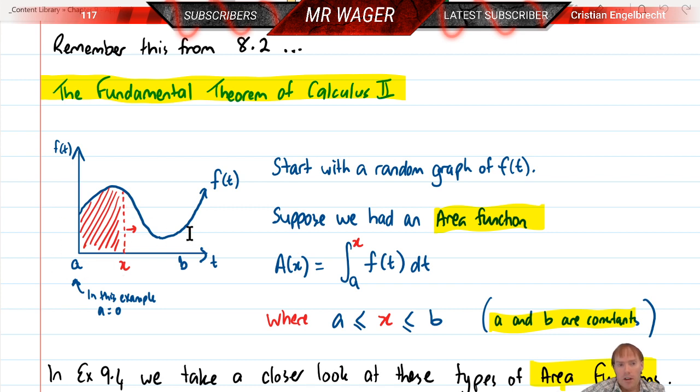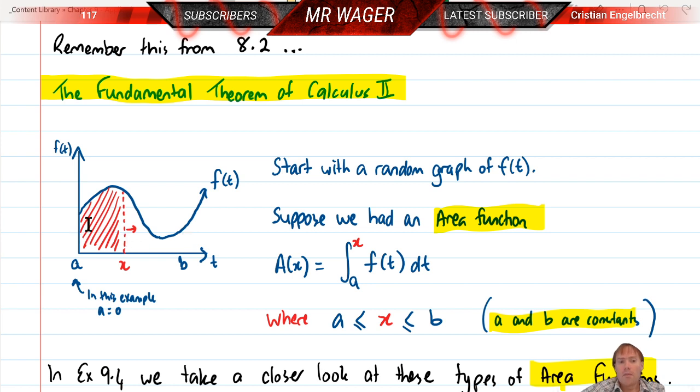So here we've got our function f of t. This is straight back from the notes from 8.2. Just a random graph here. And this area function that I'm talking about is this region trapped underneath the graph. Imagine this x value is moving anywhere between a and b. As it moves from a to b, it creates this area function.